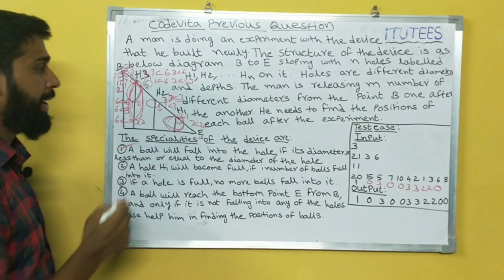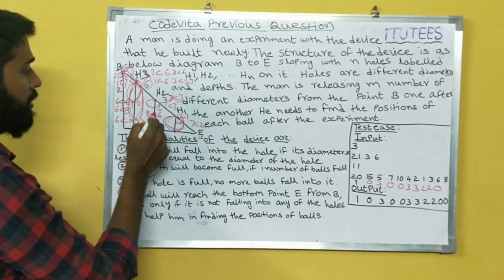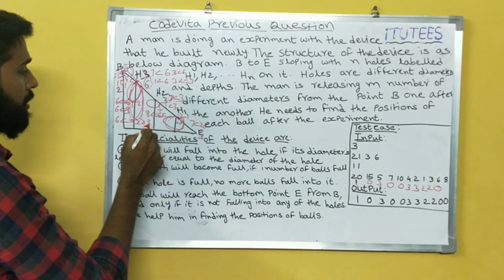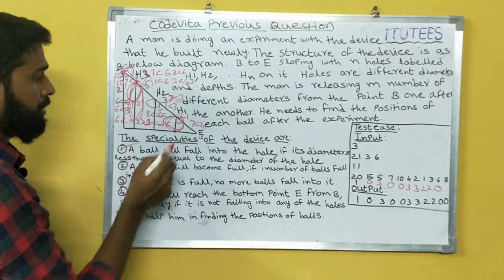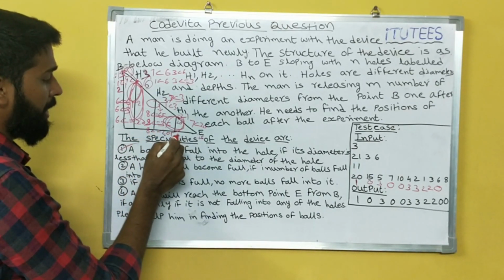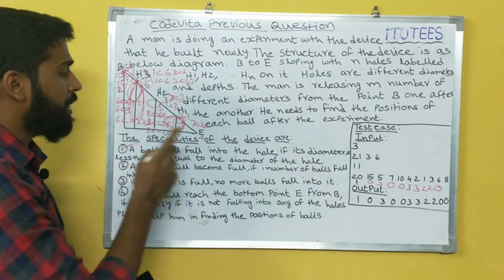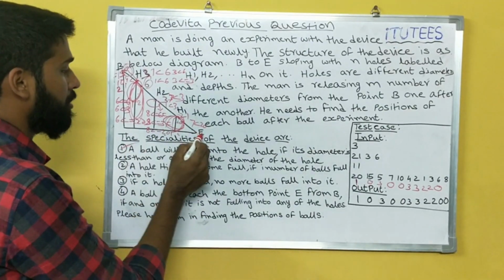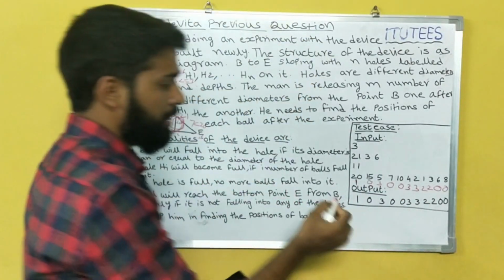So next one, 8. 8 less than 6 false. 8 less than or equal to 3 false. 8 less than or equal to 20, true, but the number of balls is only 1 allowed, that is already filled. So this also reaches E. So it is 0. So that is the output.